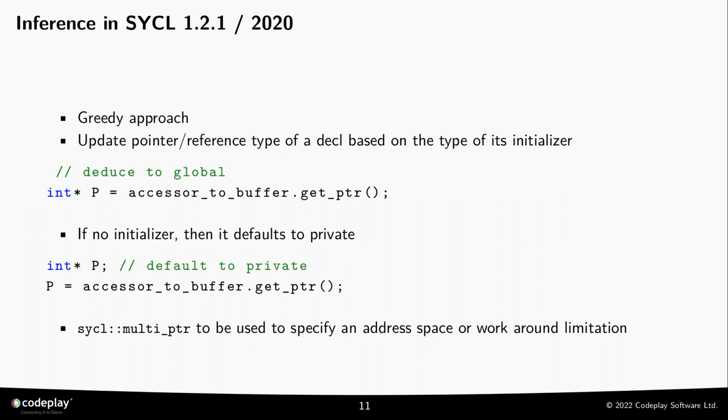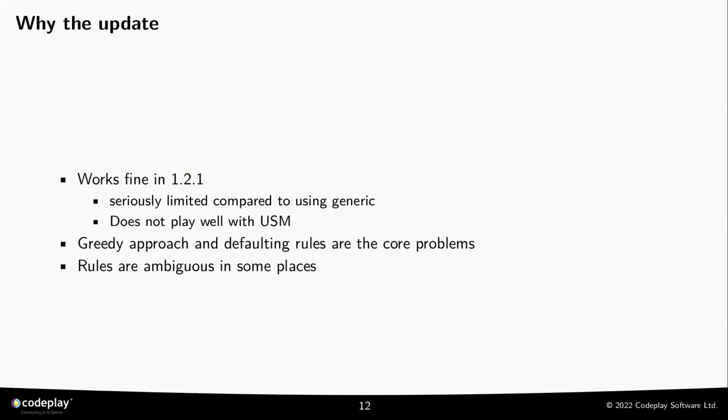To work around some deduction issues, the user may use the multi_ptr class as well. So the current rules allow for large and significant applications to be developed. We ported Eigen and TensorFlow onto SYCL under these rules, and it just works fine. However, the introduction of the generic address space and of the USM feature in SYCL 2020 made the current rules very, very limited. The main limitations really derive from this greedy approach and this defaulting mode that we have.